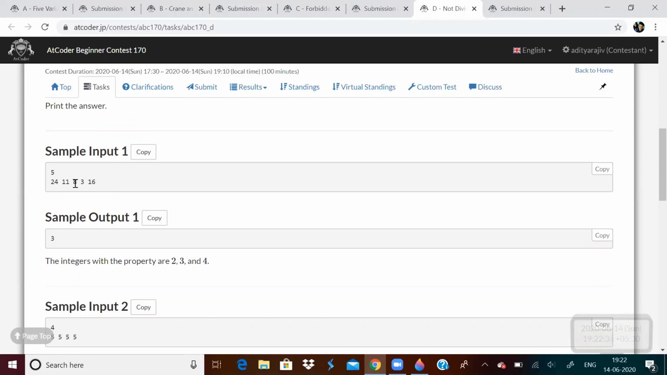Let us take 8. Any number bigger than 8 will not divide 8. What about 3? 3 also will not divide 8. So we need to consider 8.